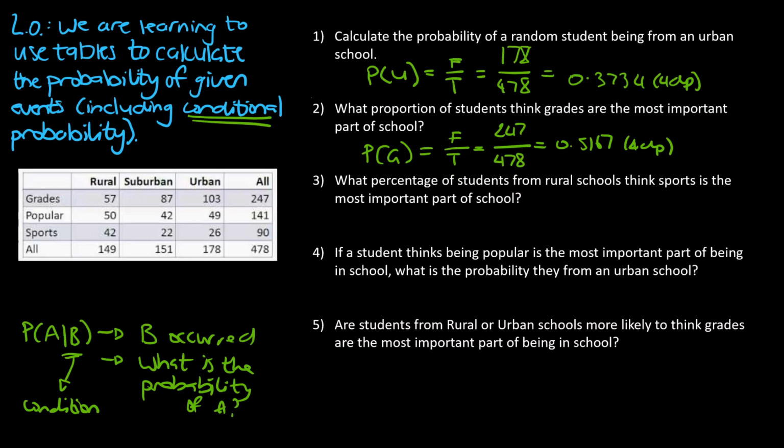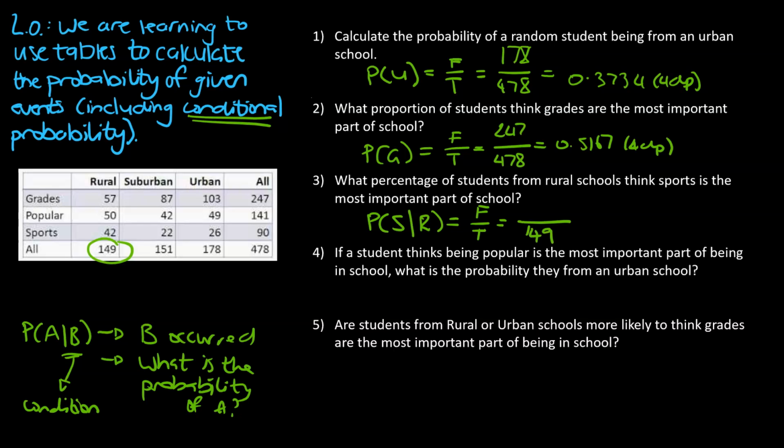So what we're saying is, what is the probability of sports being the most important part of school given they were from a rural school? And we're going to be using our F over T to answer this question as well. This time around, for our T, we're not interested in all students, so we don't care about that 478 number. We only care about students who are from rural schools, and that there is going to be 149.